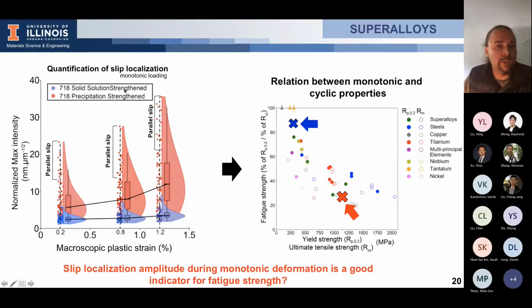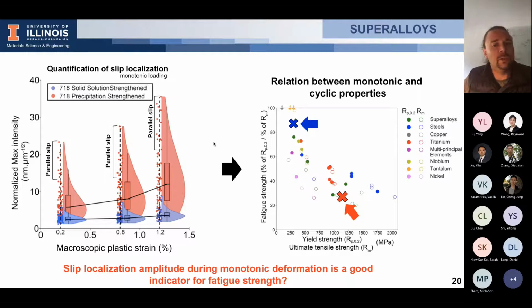And for the alloy in the solid solution with low yield, you can see the localization is very low compared to the other one. And this may explain why you have much higher efficiency in fatigue for the alloy without precipitate, because it developed very low localization, and so the plastic localization is lower and the damage occurs later during fatigue.